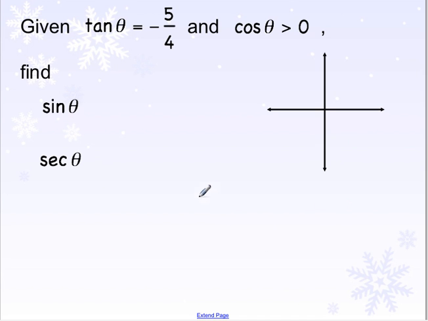In this problem, we're told that tangent theta equals negative 5/4 and that cosine is greater than 0. Don't ignore this. This is there for a reason. It's going to help you to figure out what quadrant you should be in. So what quadrant or quadrants do you get cosine values that are greater than 0, cosine values that are positive? So remember this little thing.